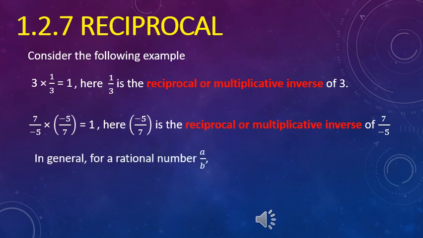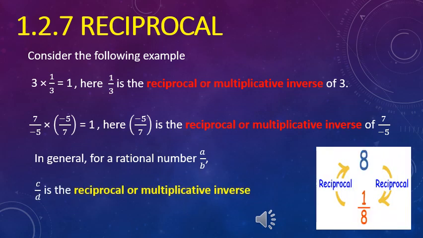In general, for a rational number a upon b, c upon d is the reciprocal or multiplicative inverse if a upon b into c upon d is equal to 1. Please note, 0 has no reciprocal because we cannot divide any number by 0 as it is not defined.